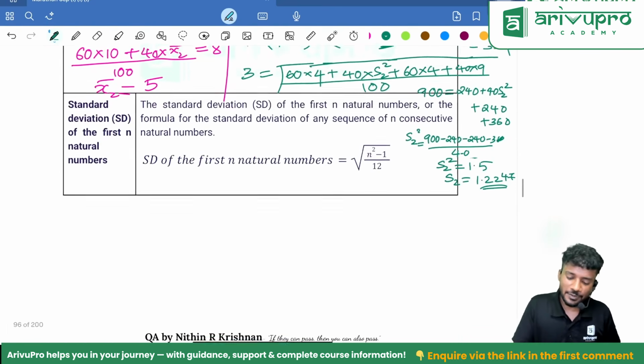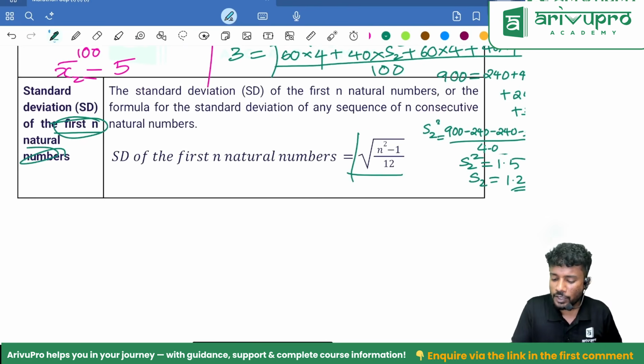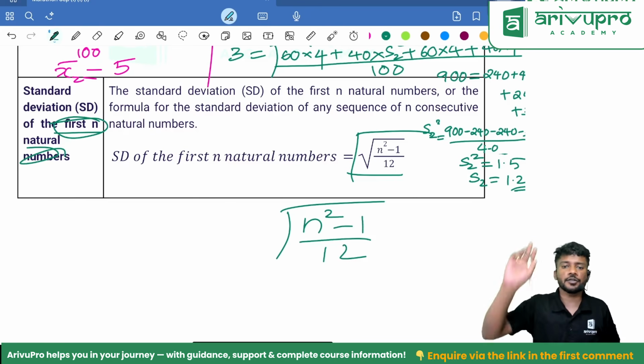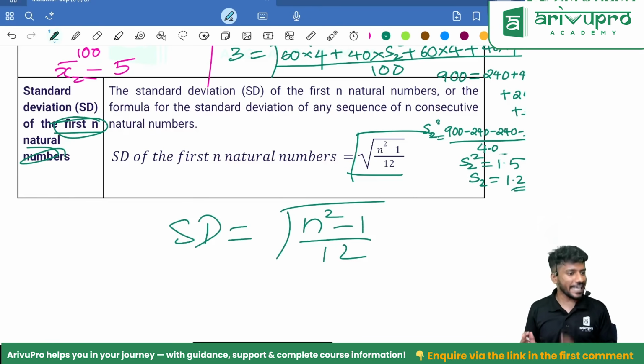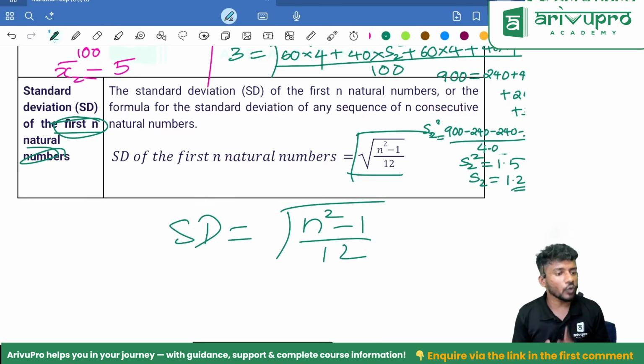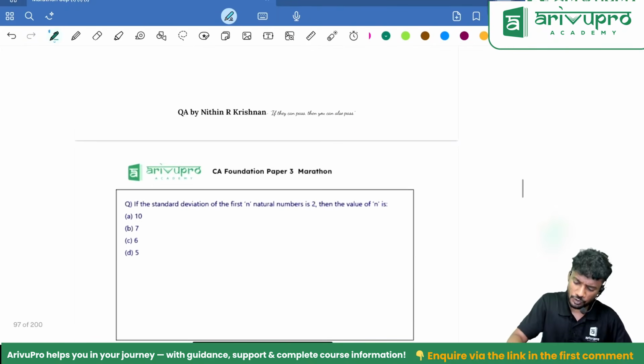Now, next one. Standard deviation of the first n natural numbers. There is a formula for that: root of n square minus 1 divided by 12. Keep a note of it. Standard deviation of first n natural numbers is nothing but root of n square minus 1 divided by 12. Keep a note. And a previous year question was based on that.